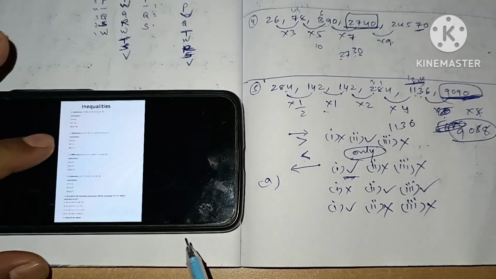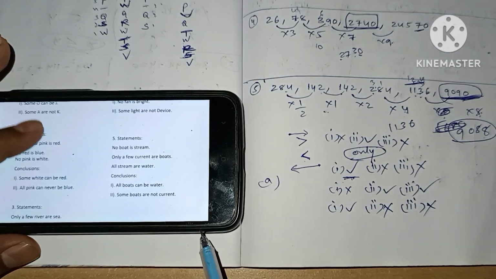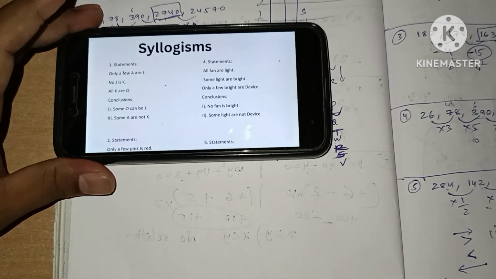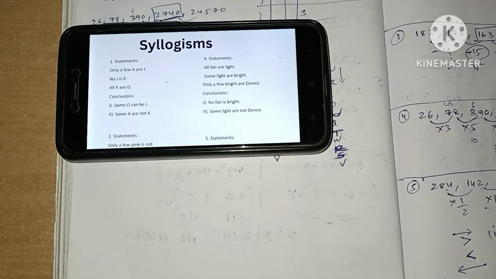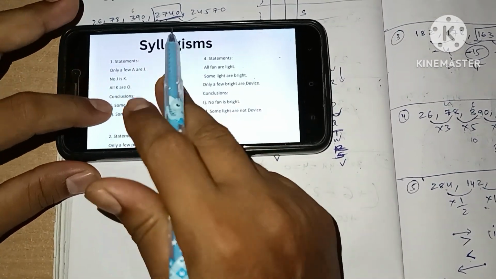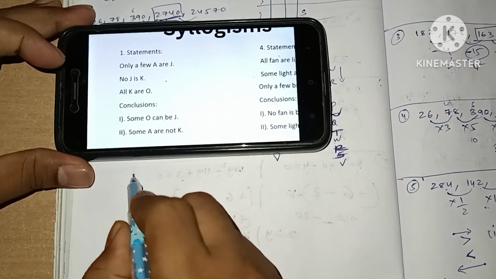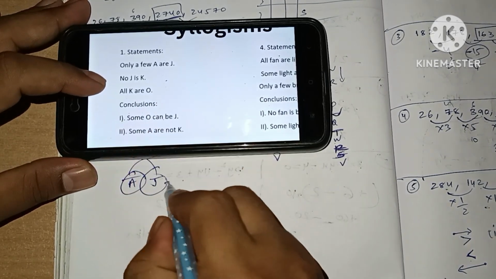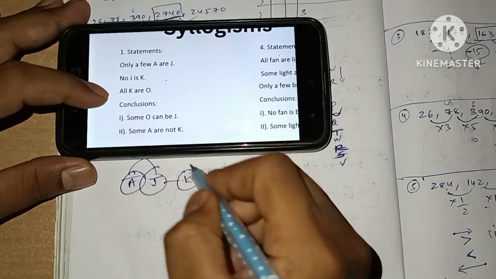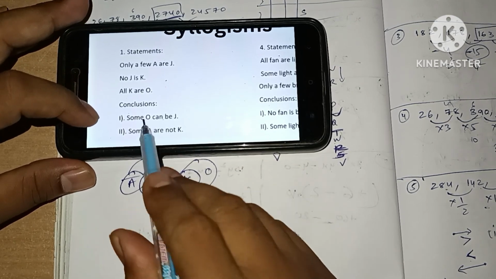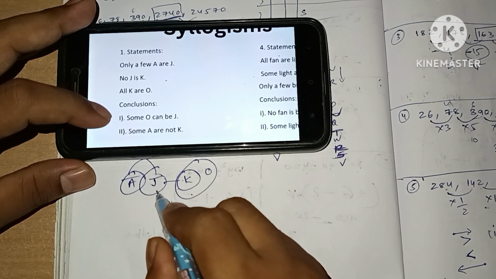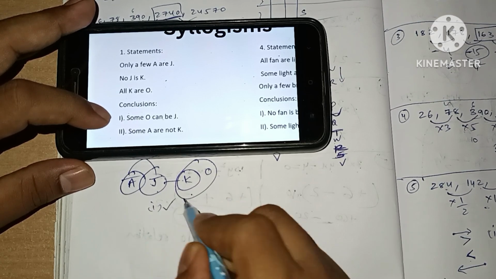Now we are going to see syllogisms. First question. Only a few A are J. No J is K. All K are O. Next conclusions. Some O can be J. Some part of O can share with J. Yes, it is possible. So first conclusion will be true.